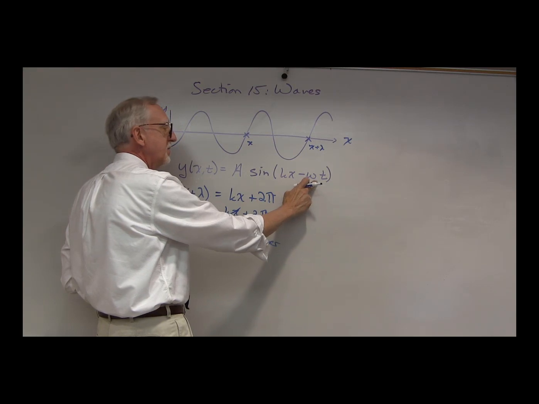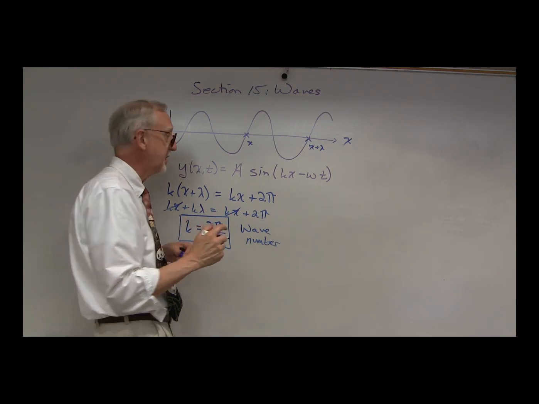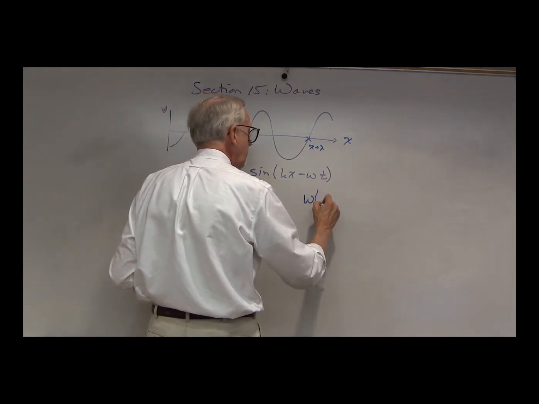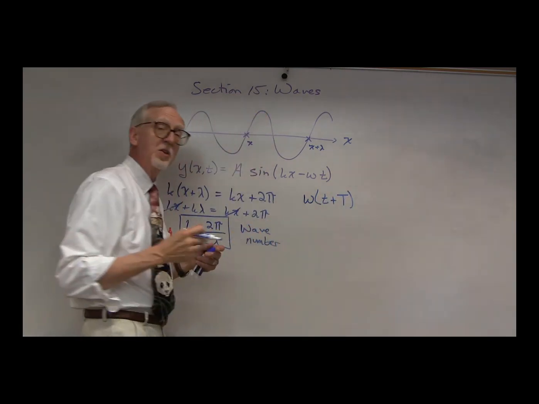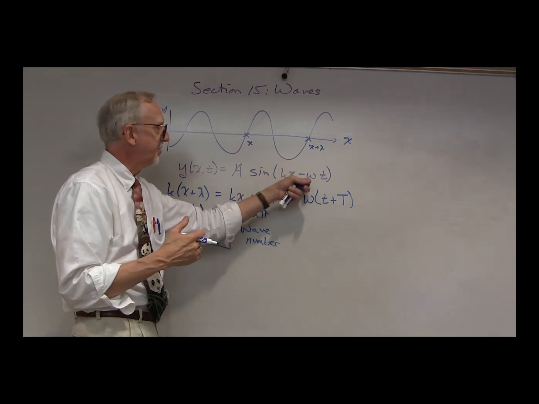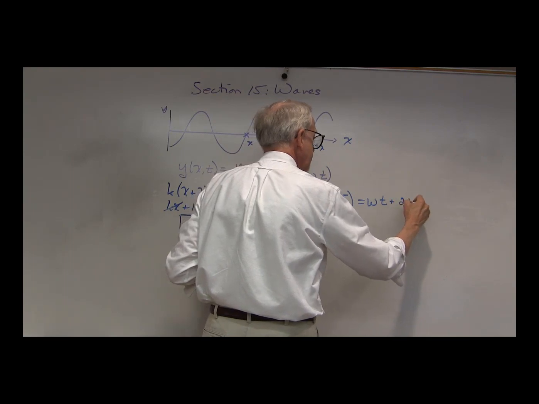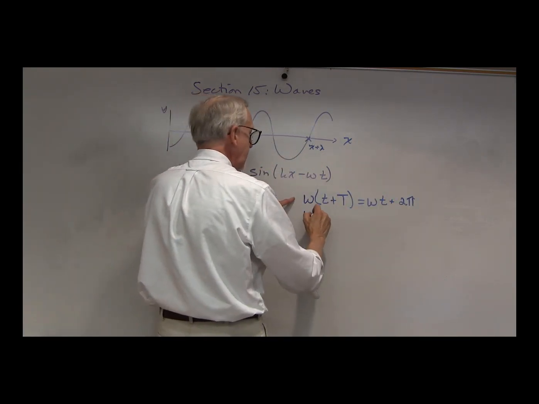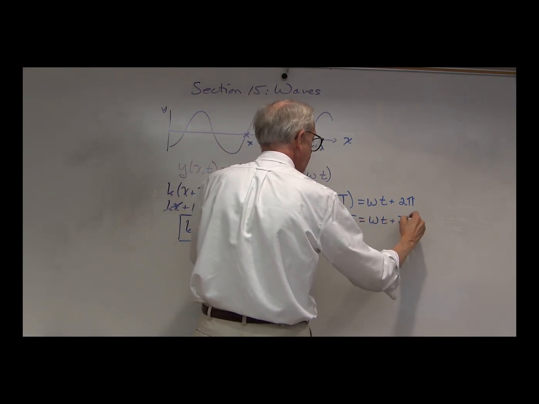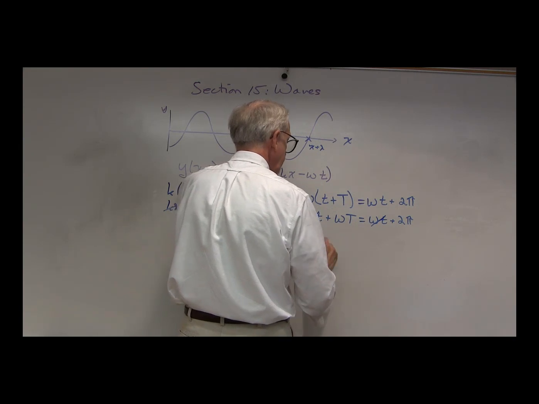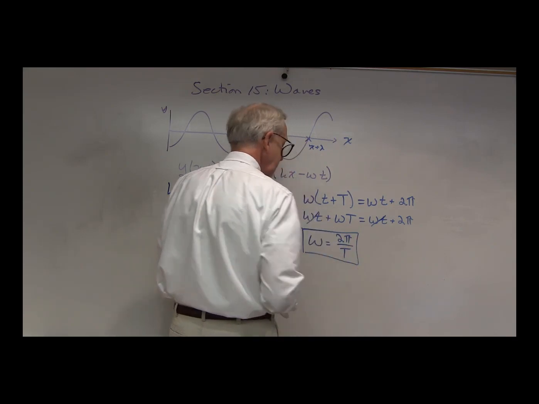Let's wait some amount of time for a complete wave to pass by. Well, what's that time? That's the period T. So if we go from omega t to omega t plus the period, we expect that to be, again, an increase of the phase of 2 pi. So this should be equal to omega t plus 2 pi. So what do we get? We get omega t plus omega capital T, the period, equals omega t plus 2 pi. The omega t's cancel, and we have omega equals 2 pi over capital T, the period.